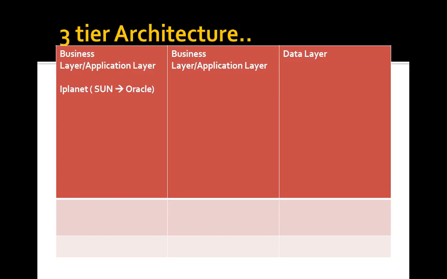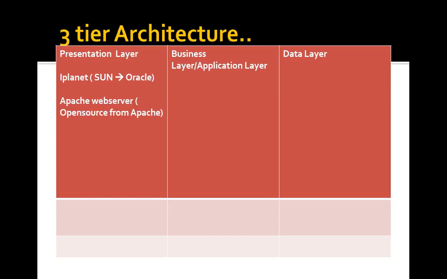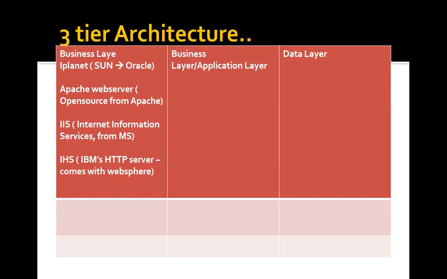Now if you see that list of servers here, you have iPlanet, that's a web server. Earlier it was from Sun Microsystems, now it is owned by Oracle. Sun Microsystems was taken over by Oracle in 2008 and 2009, I think. Then we have Apache web server, which is open source from the Apache Foundation. Then you have IIS, a web server again, Internet Information Services, from Microsoft. All these web servers do the same thing, static content, that's it. Alright, then you have recently the more popular one, IHS, no, not this one, sorry.